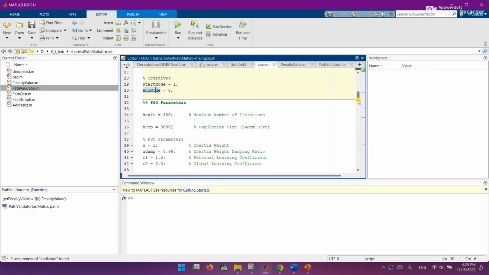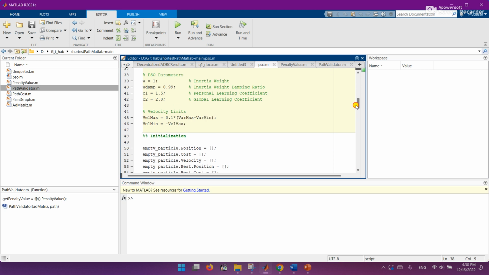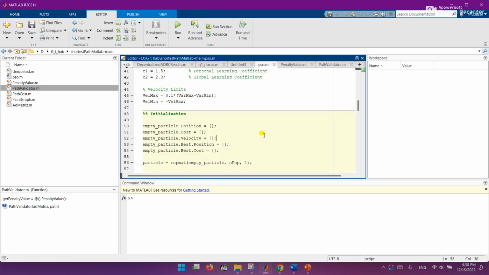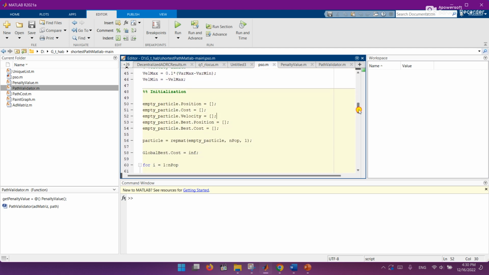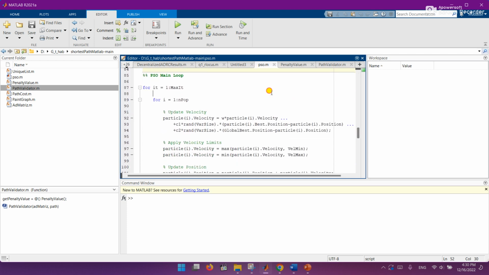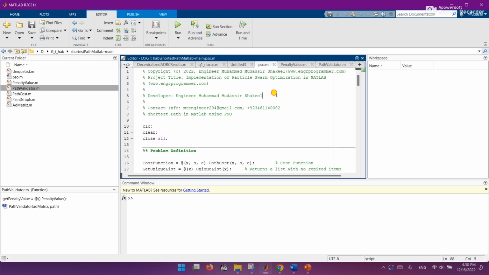And the second portion is the PSO parameters, and I have selected the maximum number of iterations, which is 100, and population size, which is also known as swarm size, which is 3000. And here are the PSO parameters. So I mentioned them here, and the next portion is the initialization of this algorithm, and here is the PSO main loop. So let's run this code and see what the results will be.